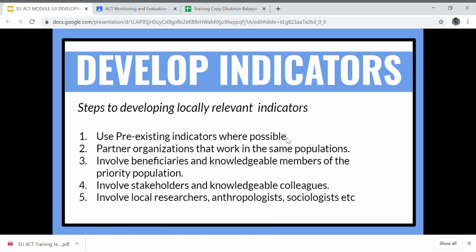Why? Because there's a whole lot of programs that have been done. Your program might not be new, but in terms of context, maybe it might be new. But note that in this ecosystem, there's a whole lot of civil society organizations that are doing almost the same thing that you're doing, but might not necessarily be in the geographical focus where you're focusing. So that's where the need for pre-existing indicators comes from.